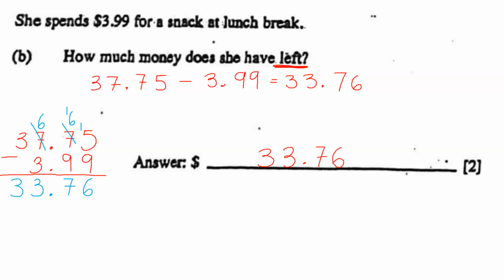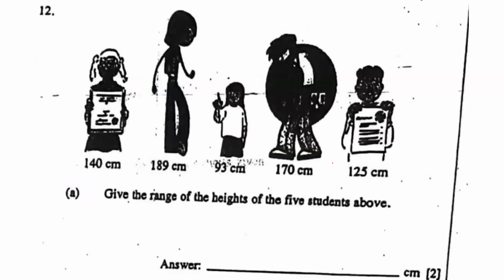Now we're moving on to question number 12. Here they ask us for the range of all the heights. We have different heights here. This person measures 140 centimeters. This one measures 189 centimeters. This one measures 93 centimeters, 170 centimeters, and 125 centimeters. Now, what is the range?